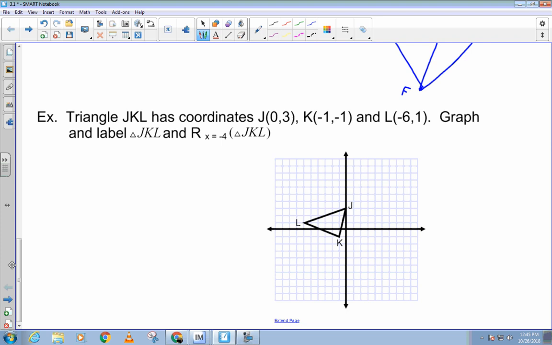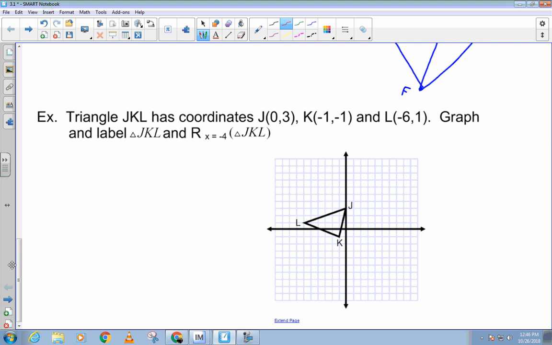Now, we're going to actually do one here. It says triangle JKL has coordinates J, which is at (0, 3), K at (-1, -1), and L at (-6, 1). And I've already graphed that for you. Graph and label the triangle and its reflection over the line x equals -4. Okay? So, you have to remember how to graph x equals -4 because that's what we're going to reflect over.